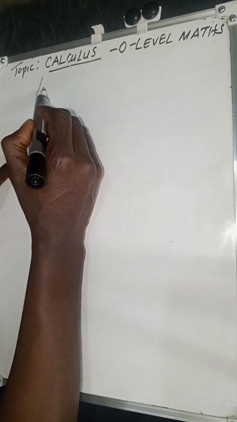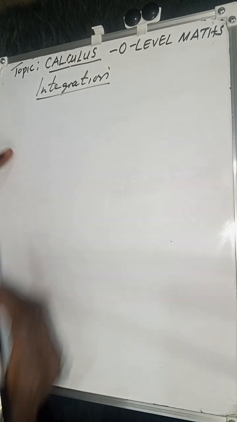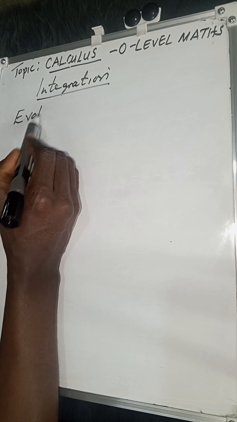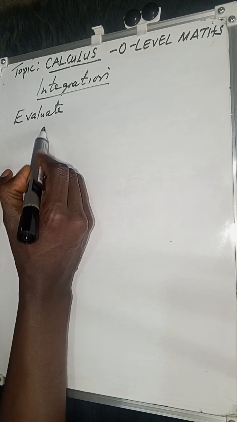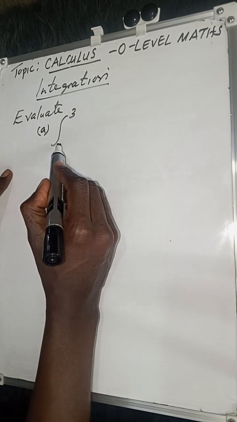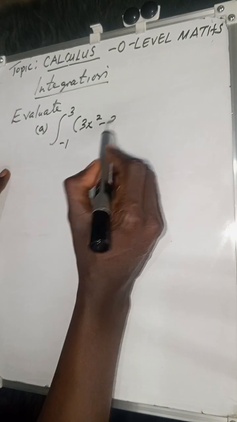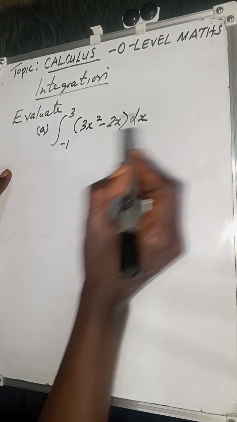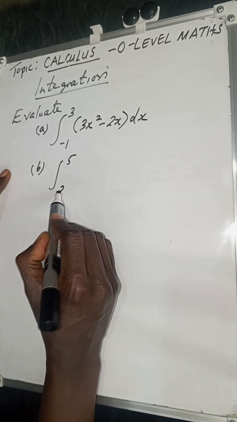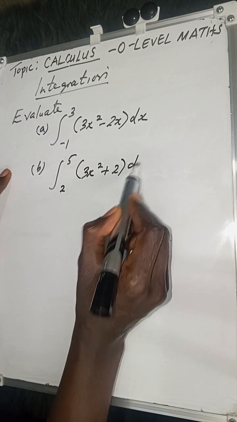So now remember, as we looked at our integration there, remember we were able to integrate. For example, they may give you questions that say evaluate. Maybe let's try to put up where they give you the upper and also the lower limit, and they tell you, the integral of 3x squared minus 2x with respect to x. Then B, they tell you to integrate maybe 5 to then 3x squared plus 2 with respect to x.